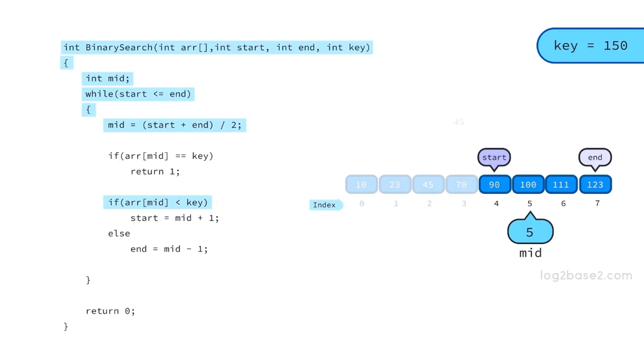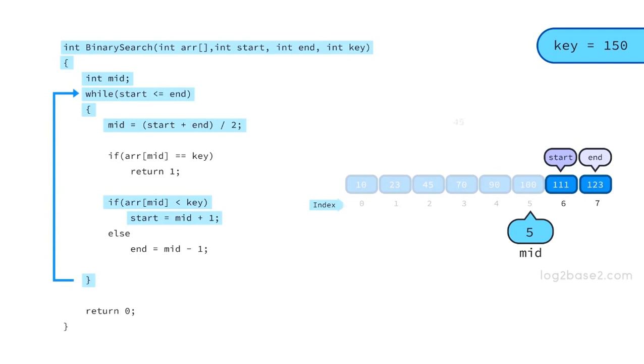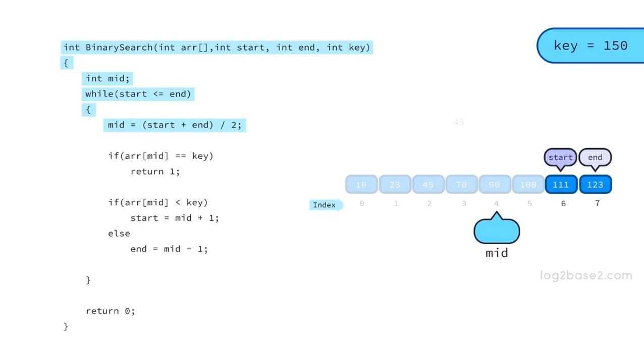So check if ARR of mid is less than key, and 100 is less than 150. So if the element is present, it could only be present in the right half. So set start equal to mid plus 1, that is 5 plus 1 which is equal to 6. Now check the condition and 6 is less than 7. So go inside and find the new mid, and it will be 6 plus 7 divided by 2, that is 13 by 2 which is equal to 6.